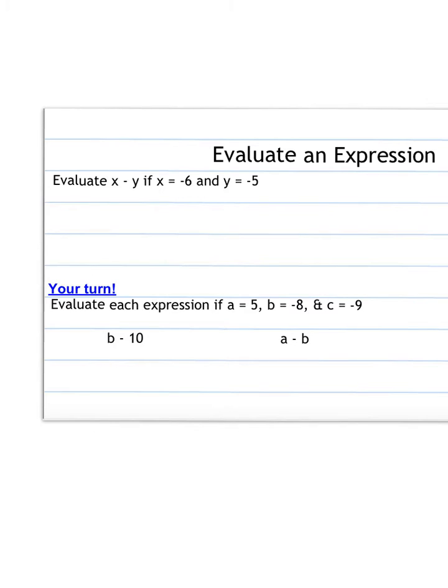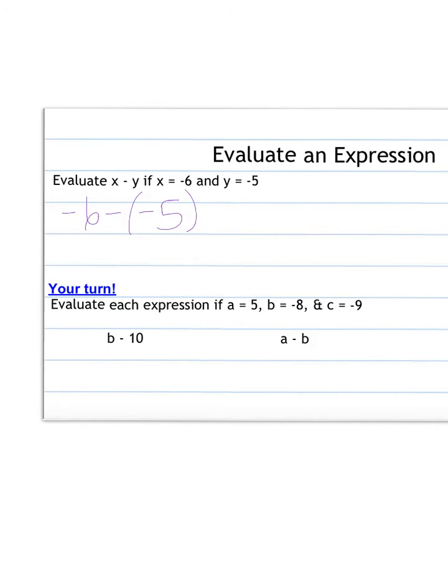All right, now we are looking at evaluating an expression. So we are evaluating x minus y if x equals negative 6 and y equals negative 5. So let's plug these in. Negative 6 minus, and y is negative 5.